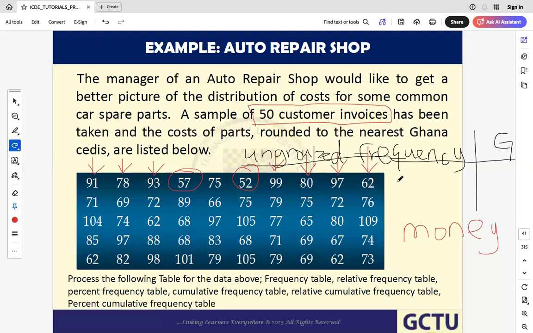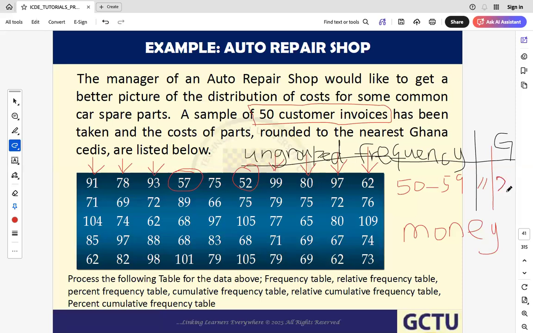In other words, if I'm looking for invoices that have prices between 50 to 59, then it means I'll have to tally 2. So you were taught to tally it 1, 2, and then you change the tally to frequency 2.